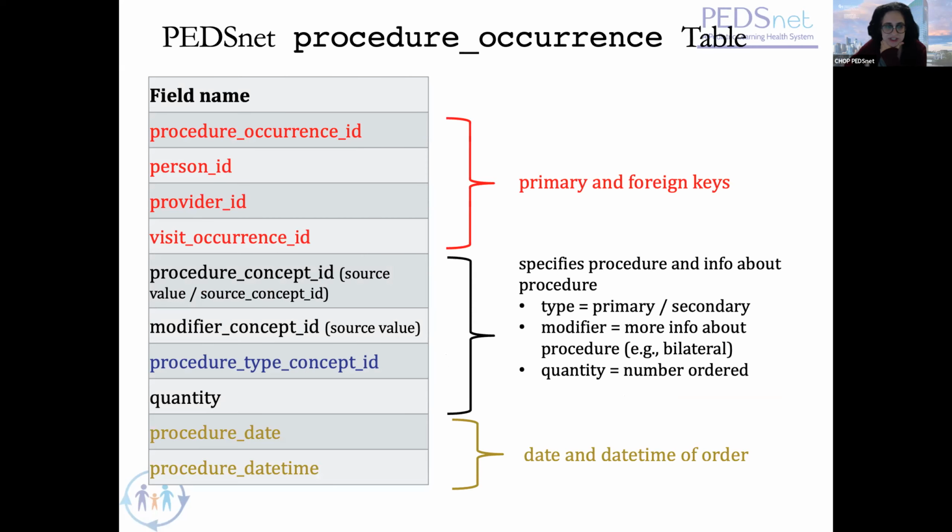So in the procedure occurrence table, we have the procedure occurrence ID as the primary key with foreign keys of the person, provider, and visit occurrence, the procedure concept, the procedure type concept ID. And here, what we try to represent is whether this is a billing or an ordered procedure, and primary or secondary.